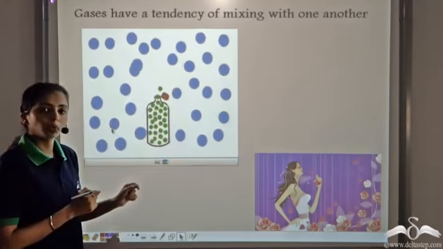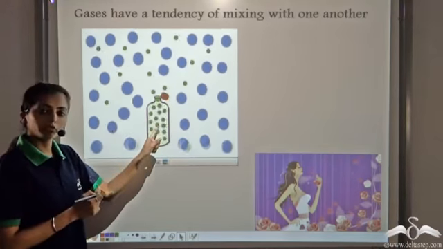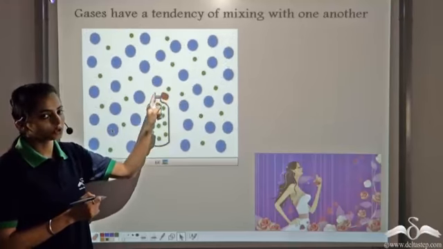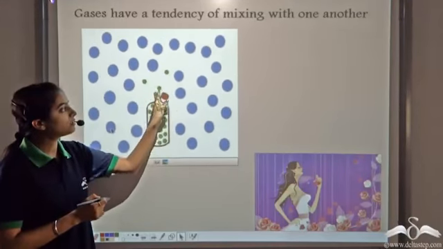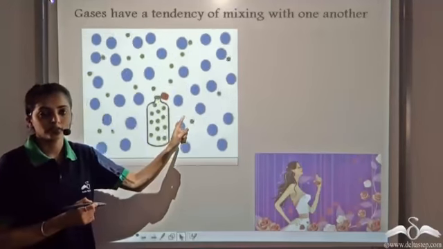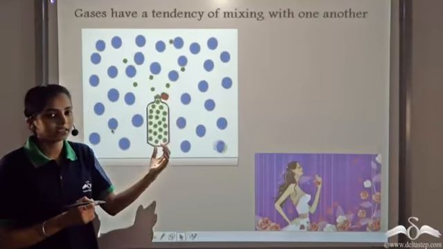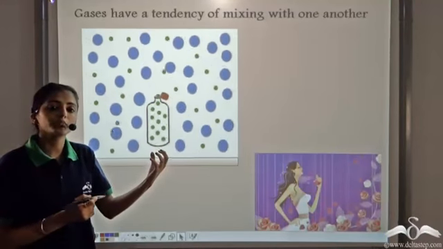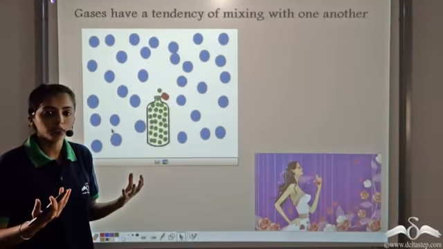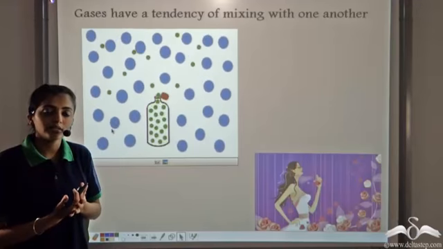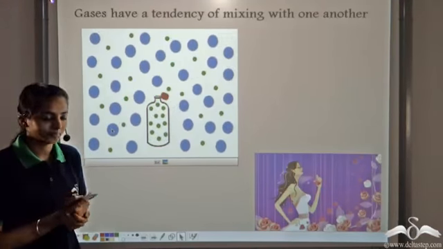As we open the bottle, the particles of perfume, as they are in a state of constant motion, like the air particles, mix with the particles of air. So as a person standing in one corner of the room applies perfume, the particles of the perfume travel across the room, they mix with the particles of air, and this is how you are able to smell it.